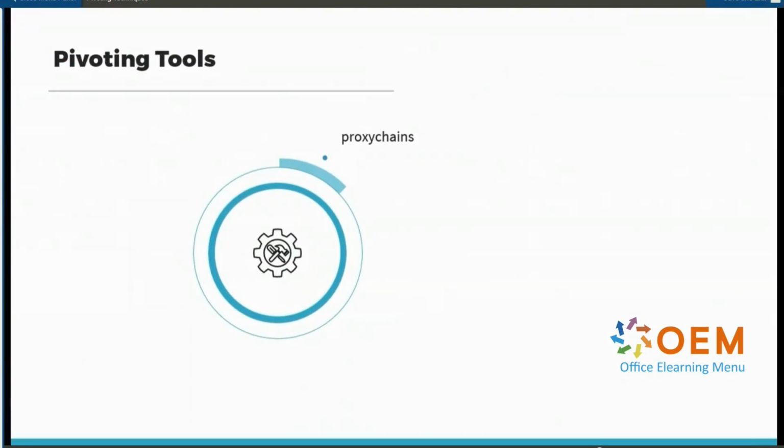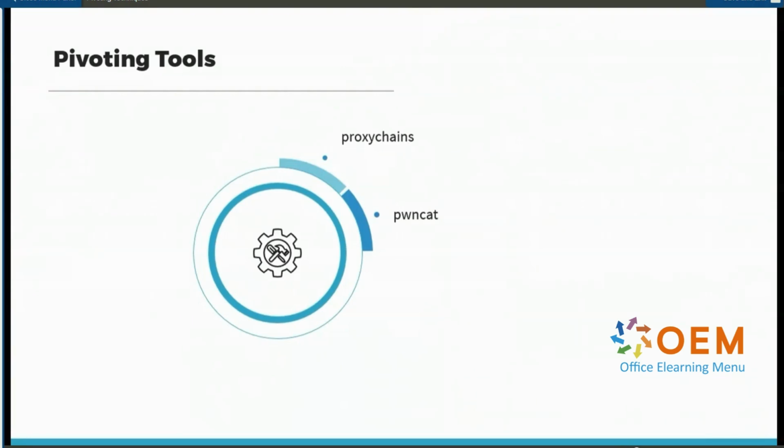ProxyChains is a tool that allows users to tunnel their traffic through multiple proxies to obfuscate their activities. It's commonly used in pivoting scenarios to route traffic through compromised systems, enabling attackers to access internal resources while masking their origin.